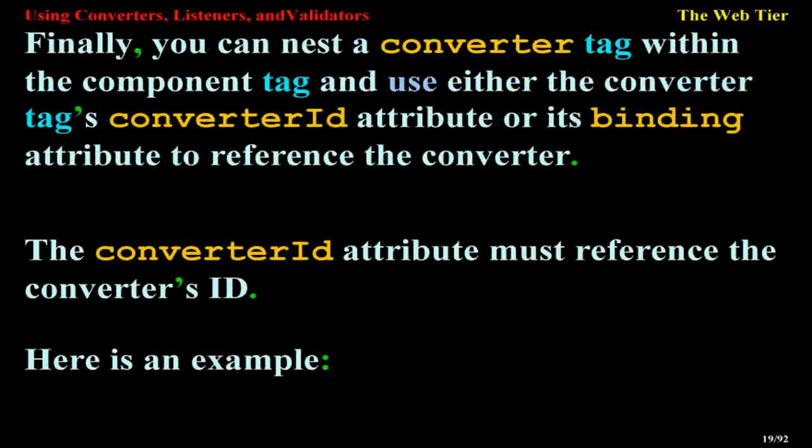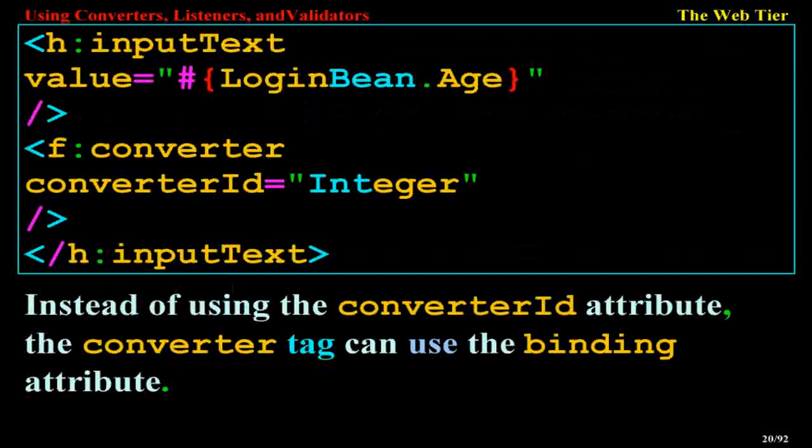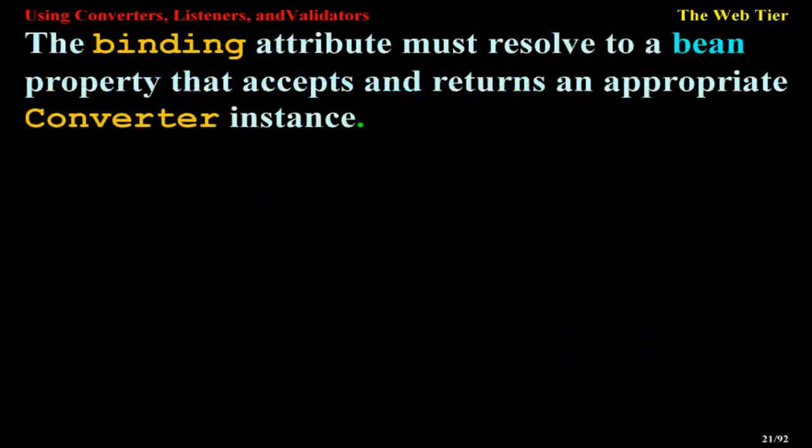Here is an example: <h:inputText value="#{loginBean.age}"> <f:converter converterId="integer" /> </h:inputText>. Instead of using the converterId attribute, the converter tag can use the binding attribute. The binding attribute must resolve to a bean property that accepts and returns an appropriate converter instance.